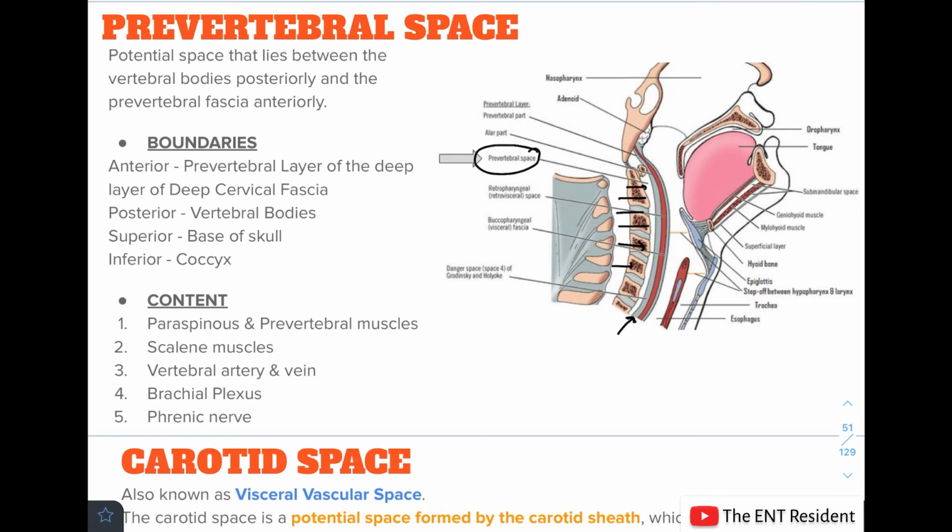So if we were to talk about the boundaries of the prevertebral space, anteriorly lies the prevertebral layer of the deep cervical fascia, posteriorly lie the vertebral bodies, superiorly lies the base of the skull, and inferiorly lies the coccyx. And the contents of this space are the paraspinous and the prevertebral muscles, scalene muscles, vertebral artery and vein, brachial plexus, and the phrenic nerve.